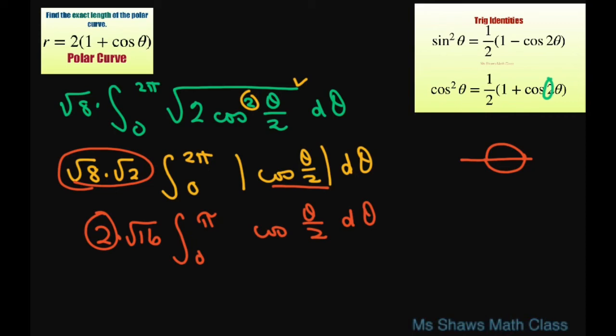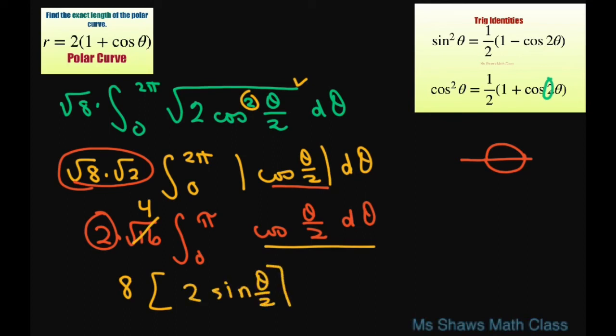This is 4. So basically we're going to have 4 times 2 is 8. And now let's integrate this. So that's going to be 2 sine of theta divided by 2, and we're evaluating from 0 to pi. And again, I did this step due to symmetry.